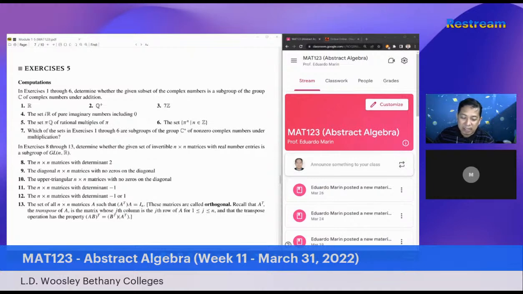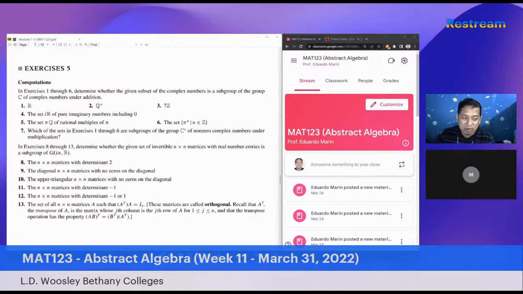Okay, because the identity is lost. So it's not, though the identity is there in the complex numbers, but the identity of Q plus, or the positive rational numbers, does not include 0, therefore it's not a subgroup. Okay? So it's not. How about number 3?